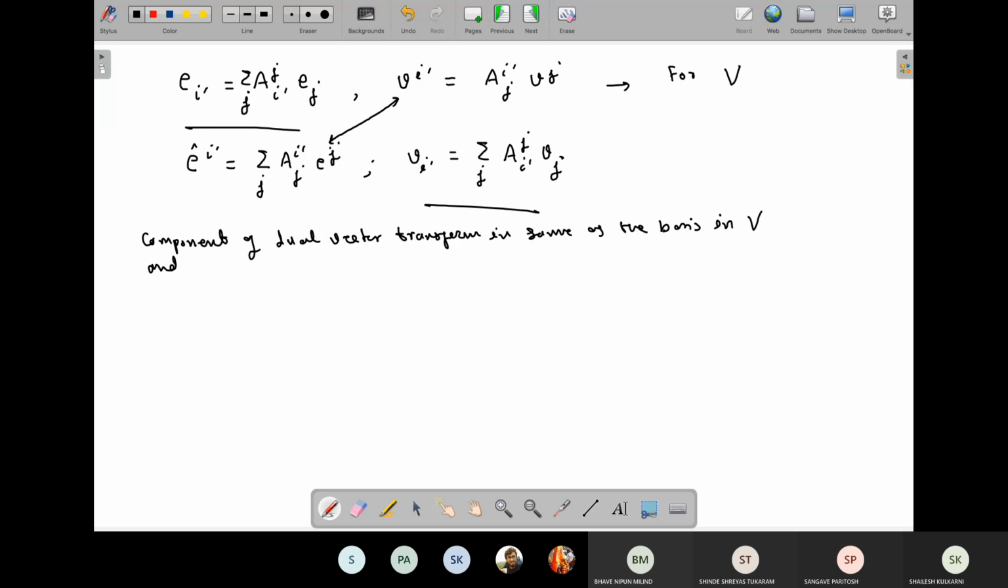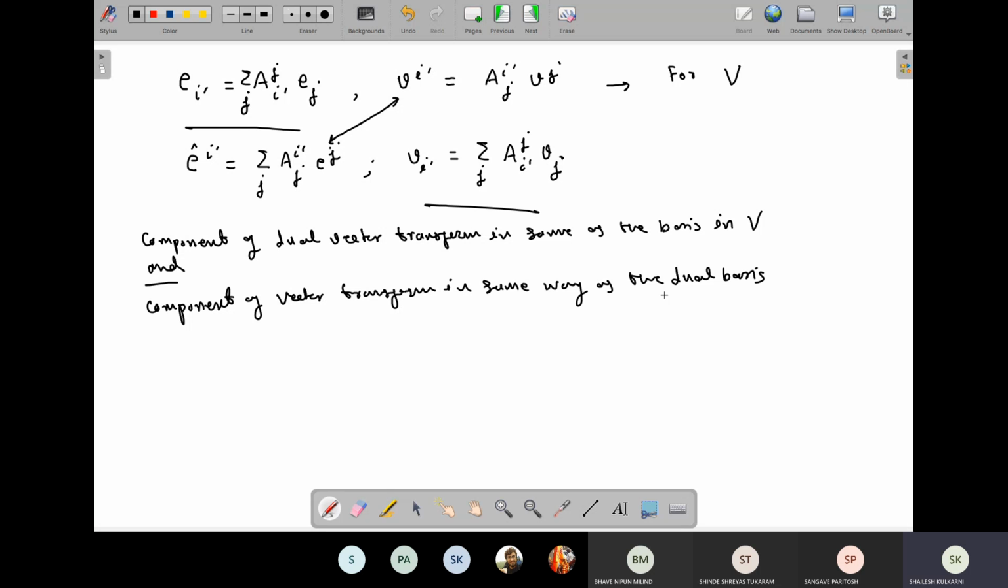And the component of a vector transforms in the same way as the dual basis. But note that the change in dual basis is induced by the change in basis in V. Given the basis in V, we are constructing the dual basis. So if I change the basis in V, obviously I need to change the dual basis.